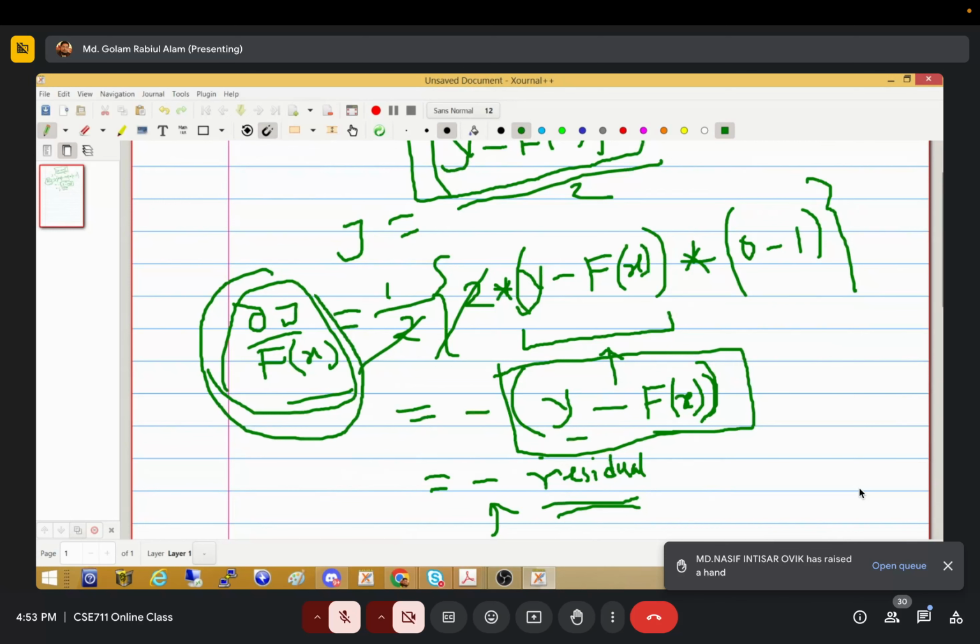It means that it is easy to get the gradients. That is, the negative of the residual is the gradient here.